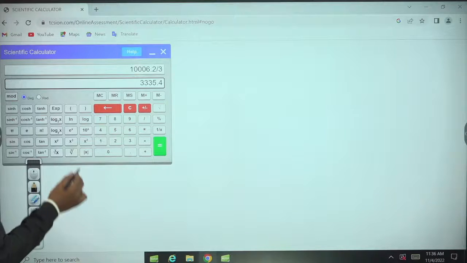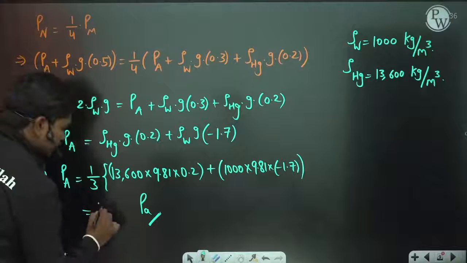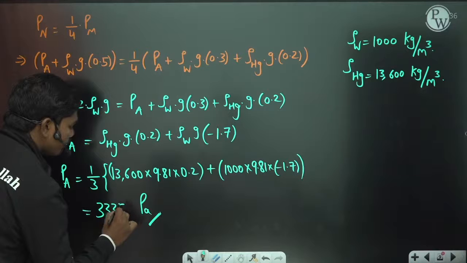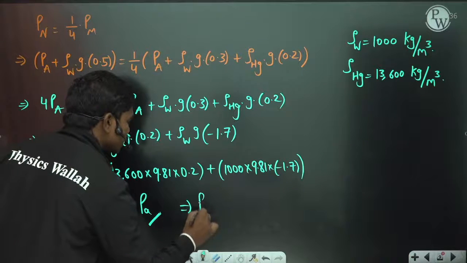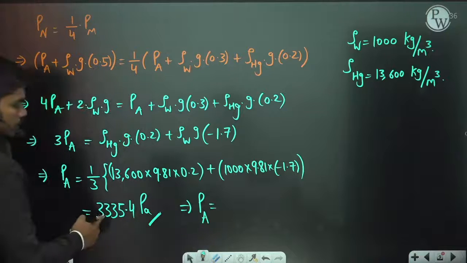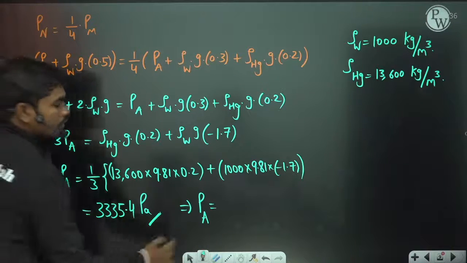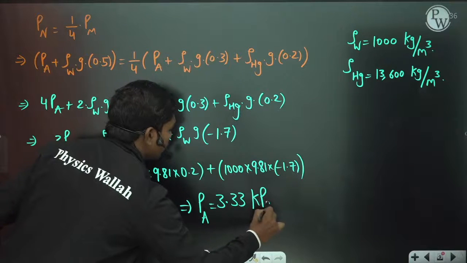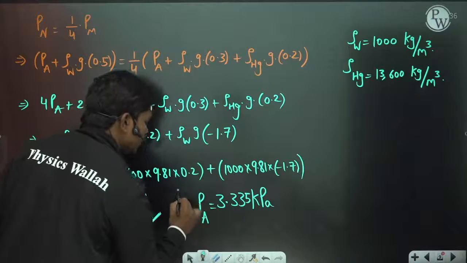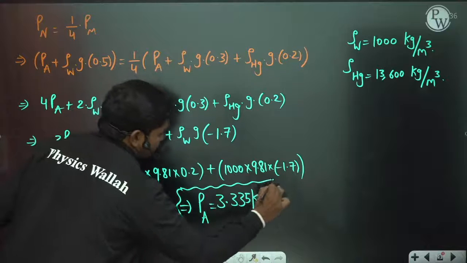If you see 5.4 directly, 5.4 pascals, but the options are in kilopascals. So pressure at location A is equal to 3.335 kilopascals, you can say 3.335 kilopascals is what you have here.